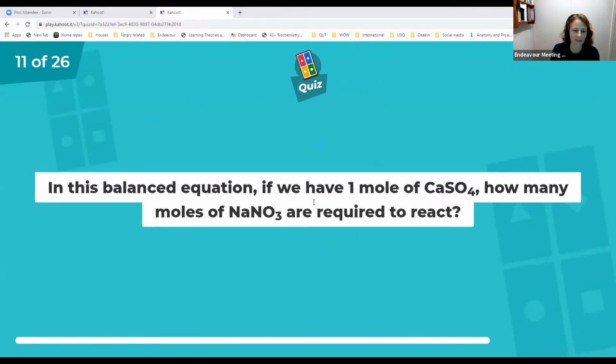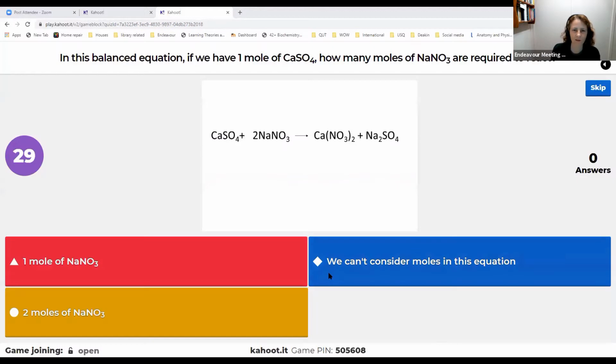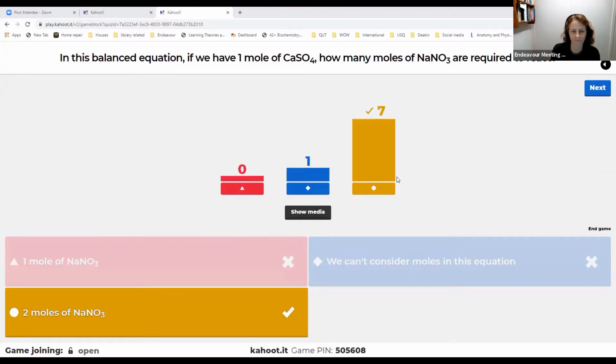So in this balanced equation, if we have 1 mole of calcium sulfate, how many moles of sodium nitrite are required to react? No, that's sodium nitrite, actually. Okay, so 1 person said we can't consider moles in this equation, but we can, if I just find it here.